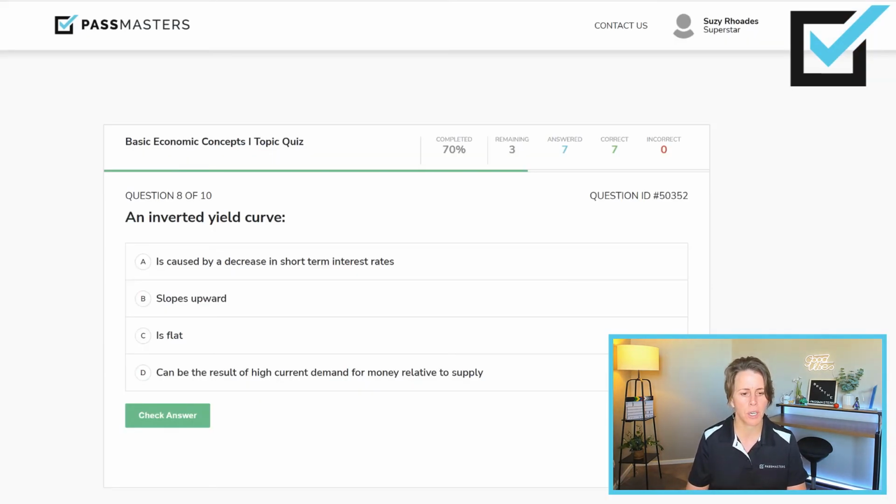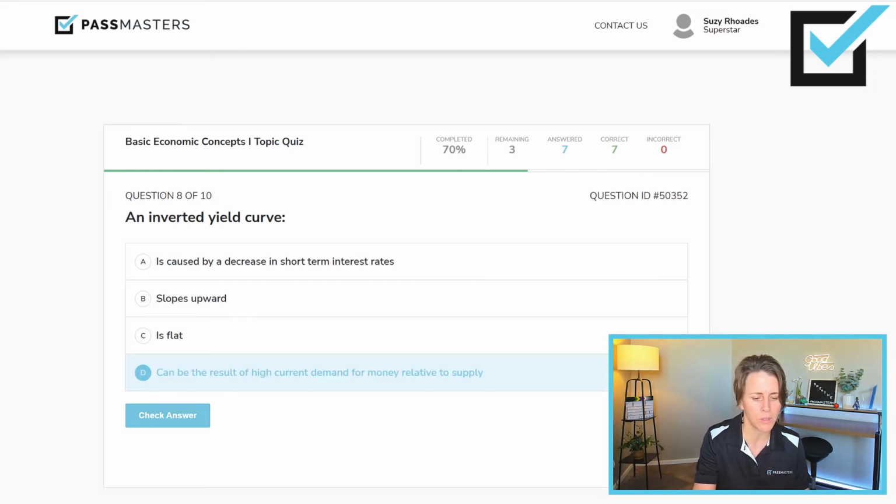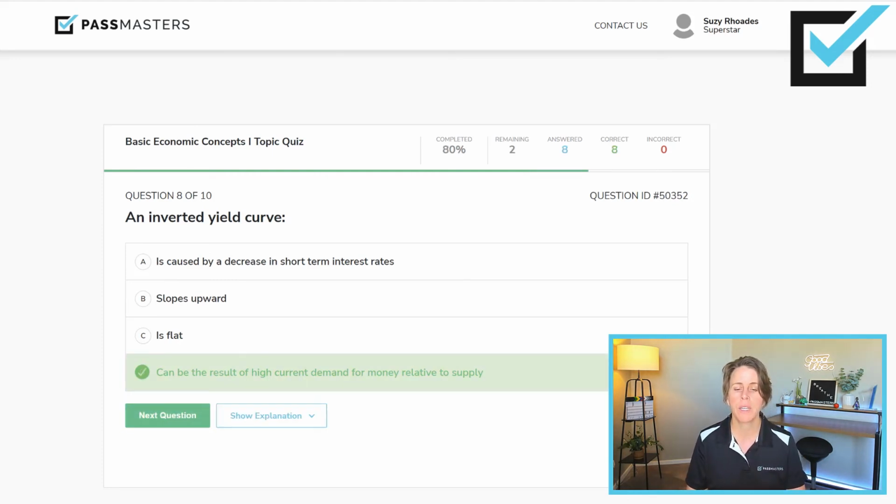An inverted yield curve is caused by a decrease in short-term interest rates. No, it can be caused by an increase in short-term interest rates, however. Slopes upward? No, it slopes downward. Is flat? No. Can be the result of high current demand for money relative to supply. So that is correct. So there can be two causes to this inverted yield curve: an increase in short-term interest rates or high current demand for money relative to supply. It has historically almost always been a precursor to a recession. So economists look a lot at the yield curve.